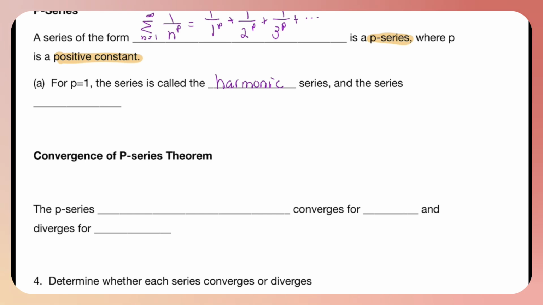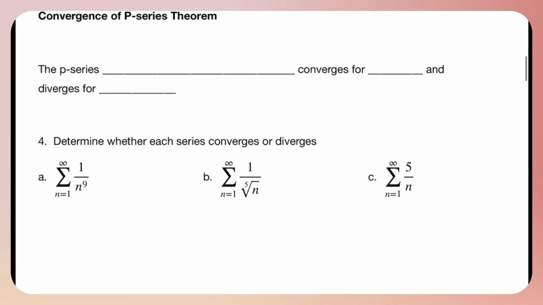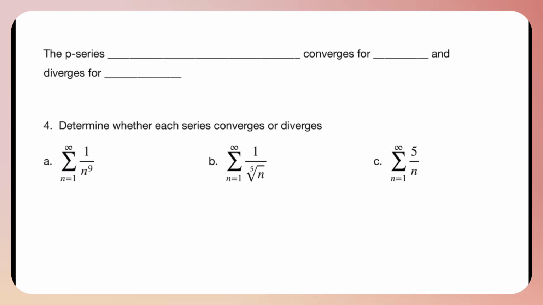And then recall that the harmonic series diverges. So the key with a p-series is that p can be any positive constant, and the harmonic series is a special case of the p-series where p is equal to 1, and that p-series diverges. So our first theorem we need to learn is called the convergence of the p-series theorem.